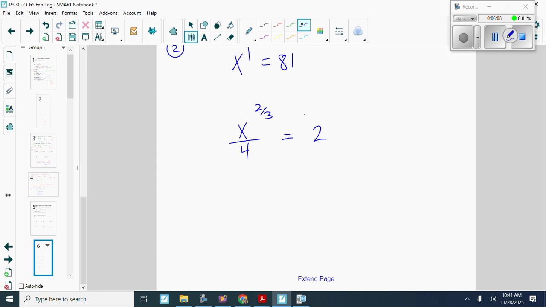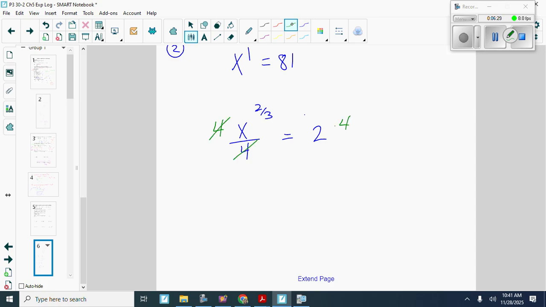That is a 2. Okay, what if, in this case, there's something hanging on to the x. I need to isolate for my x, but I've got a divide by 4 hanging on. I'm going to multiply both sides by 4 to get x by itself.